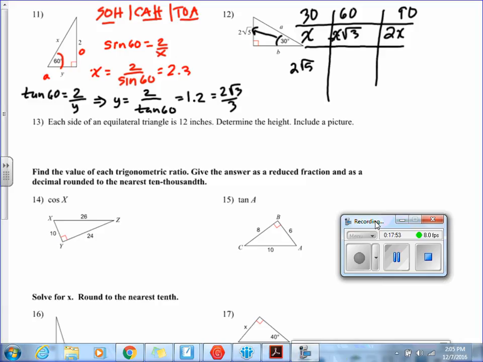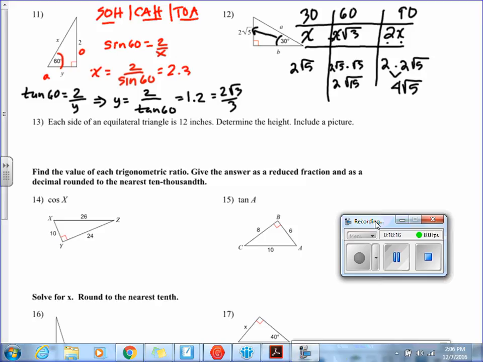So x is 2 radical 5 times radical 3, which is 2 radical 15. And I can't do anything else with that, ladies and gentlemen. And this is going to be 2 times x. Well, x is 2 radical 5. So when I simplify that, I get 4 radical 5.